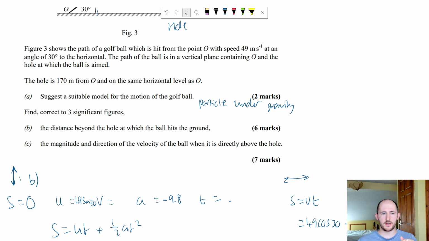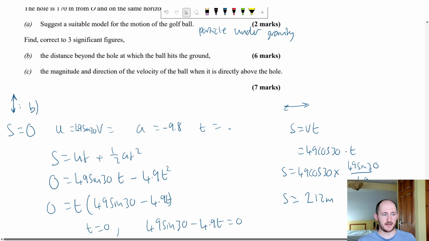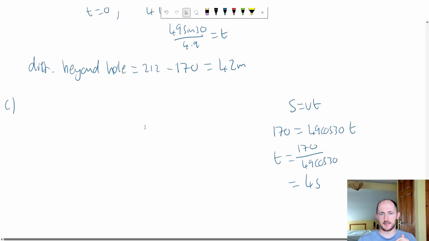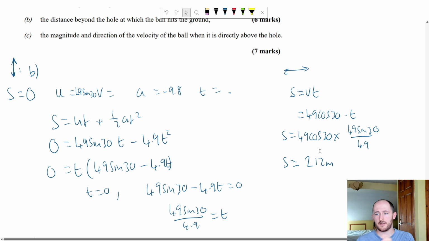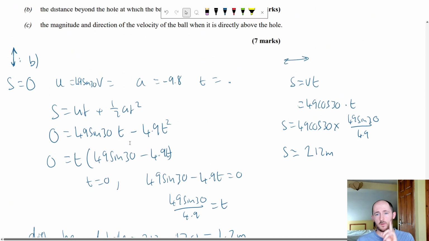And we want the magnitude and direction of the velocity. So what we're going to do now is work out the horizontal velocity and the vertical velocity after the fact. So it makes sense that the horizontal velocity stays the same because remember there is no horizontal acceleration, so still 49 cos 30. But the vertical velocity is going to be quite interesting.